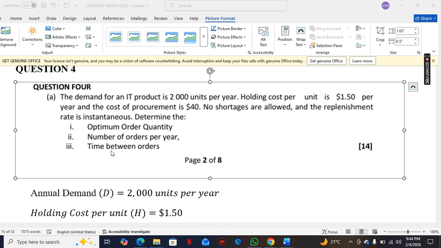So colleagues, this optimum order quantity, please remember this, because next year we're going to learn about this in 2 courses again. So please remember this.